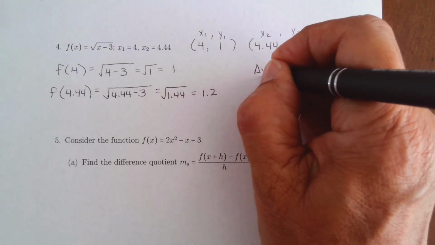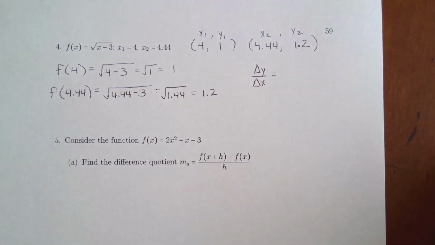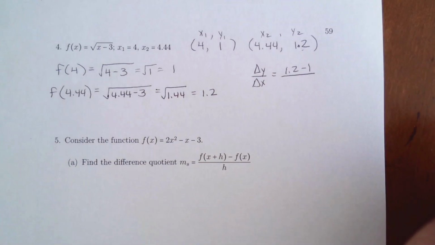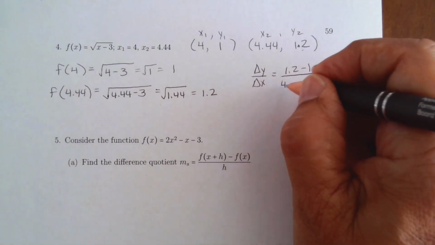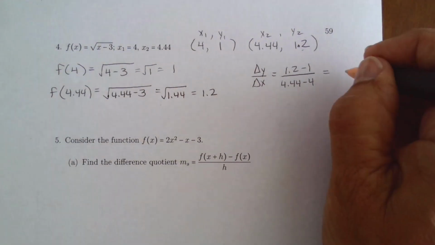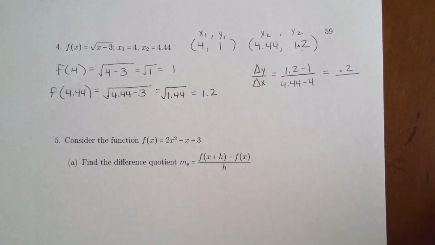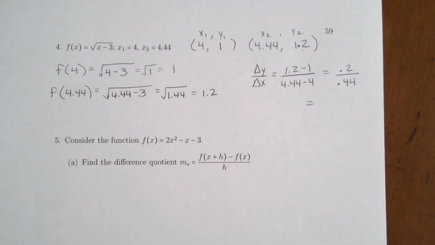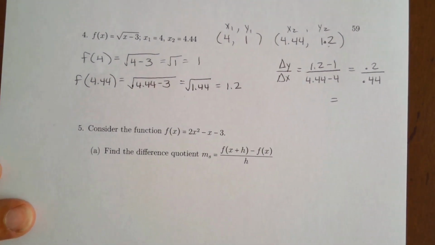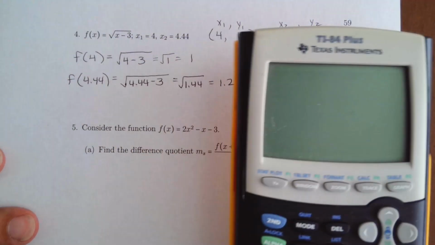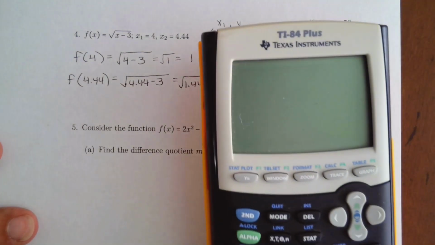So now you can find the average rate of change. So delta y divided by delta x. So y2 minus y1, so 1.2 minus 1 over x2 minus x1, 4.44 minus 4. Okay, so 1.2 minus 1 is 0.2. 4.44 minus 4 is 0.44. And if you do that in your calculator, I want to just make sure, because you got to be careful on Hawks. Repeating decimals, or when decimals don't end, sometimes Hawks doesn't like your answer. So 0.2 divided by 0.44.